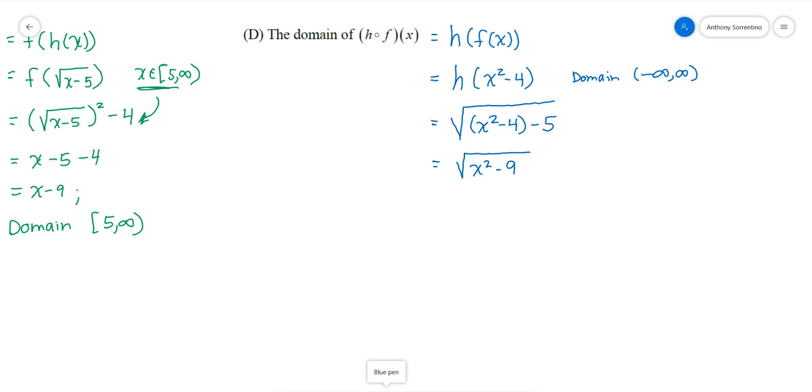I end up with a function that has a square root symbol in it, but what I have underneath of it is different than what I had in h of x. This x squared minus 9 has to be greater than or equal to 0, which means that x squared has to be greater than or equal to 9.